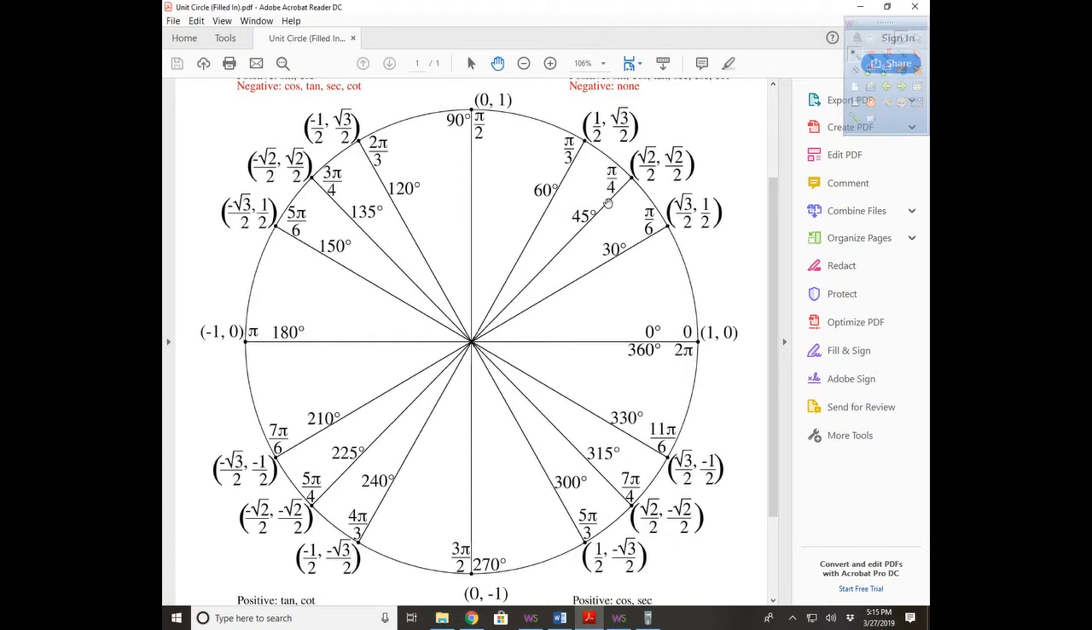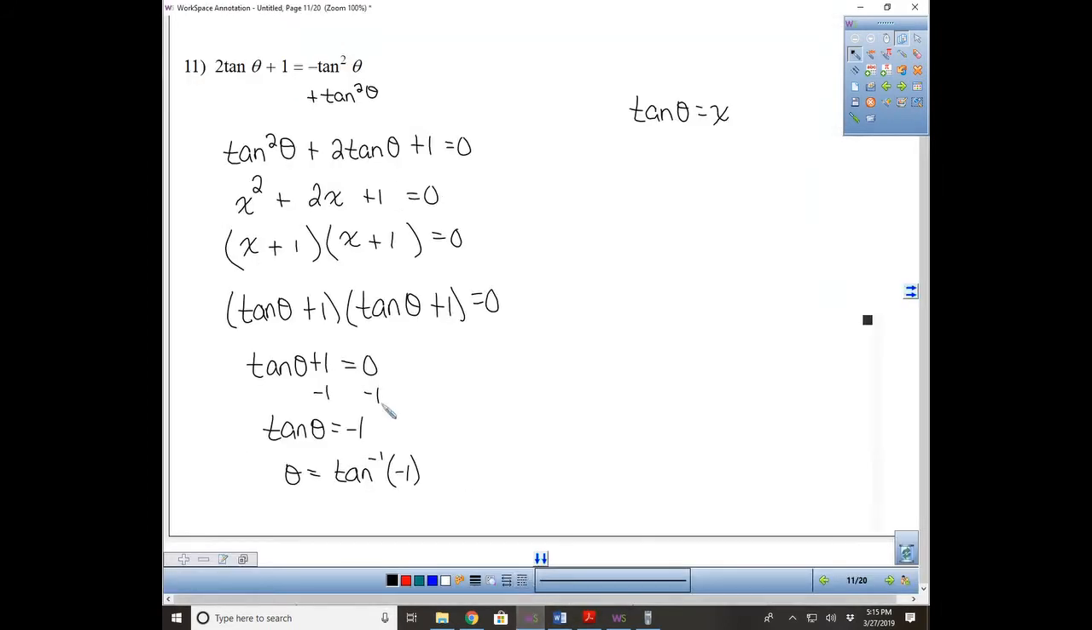So those are all of these middle ones that would make 1 or negative 1. So if I divide these two, that's 1. Here, if I divide these two, that's negative 1. And then if I divide these two, that's also negative 1. So, go back. So I've got theta is equal to 3 pi over 4 and 7 pi over 4.